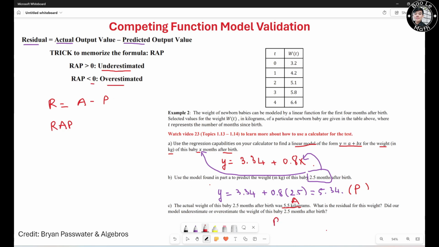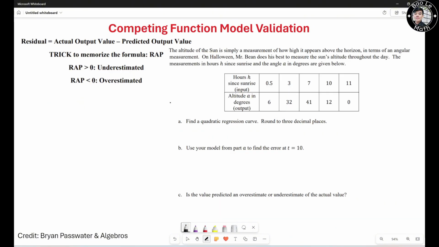So right here we have residual equals the actual subtract the predicted values. So it can be 5.5 subtract 5.34. It's gonna be 0.16. This guy is greater than 0. The model underestimated the weight of the baby 2.5 months after birth. Now let's move on to the next example.